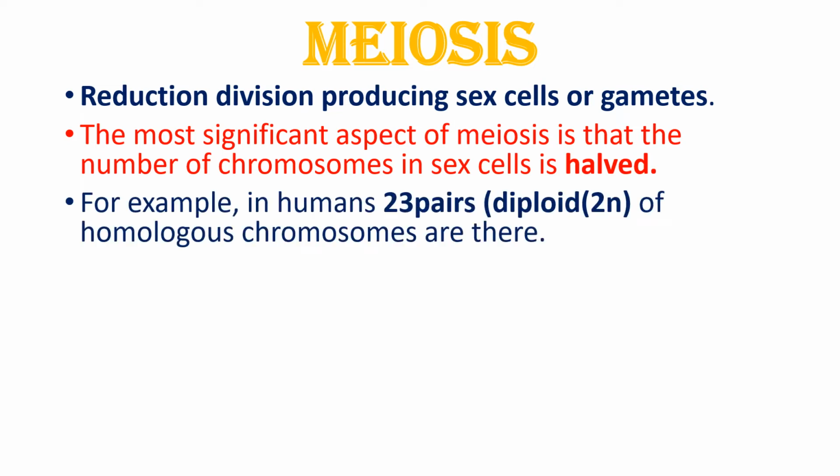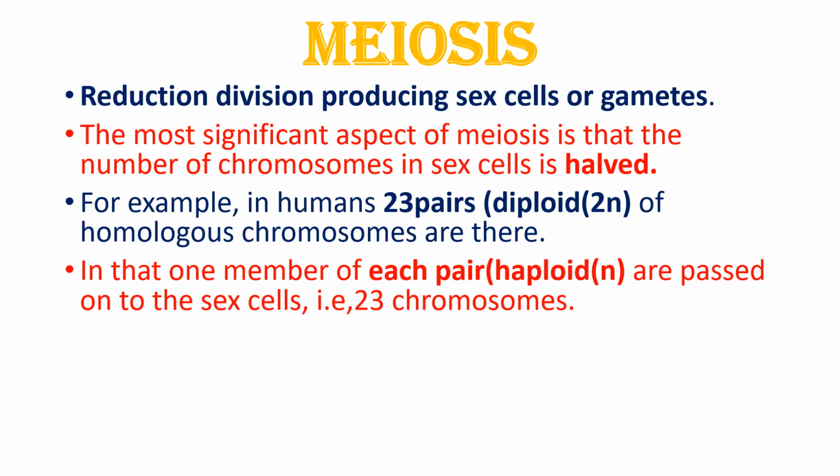Here's one more example. In humans, 23 pairs of homologous chromosomes are there. That is diploid or 2n. We can say 2n, diploid in nature. Then, one member of each pair is passed on to the sex cells. You know that each pair has maternal and paternal chromosomes. One member, either paternal or maternal, is passed on to the sex cells.